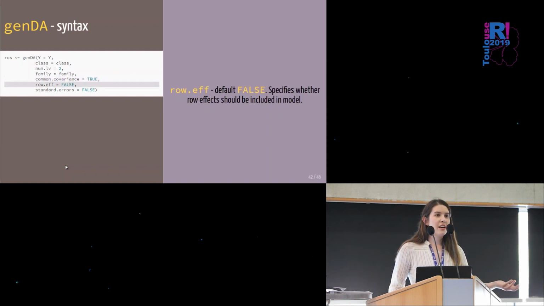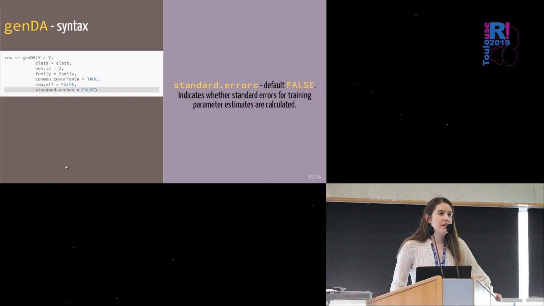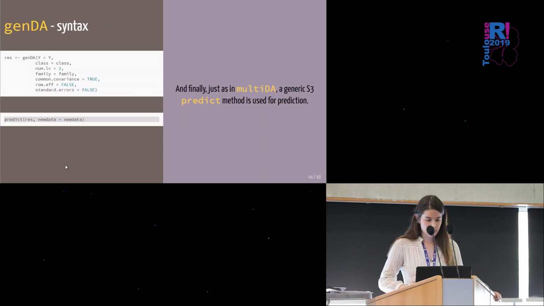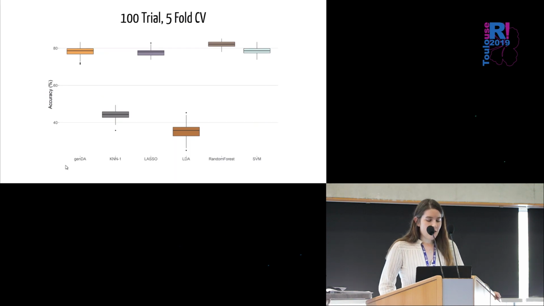We actually have the row effect set to false by default. And you can also, for inference reasons, to see if your model's actually fitting well, have a look at the standard errors being calculated for the model parameters. It's set to false by default because it takes a while to fit these parameters. And we also have a predict method just like multiDA. When we apply this to this data set, the urban cover, we perform reasonably well against competitors, so random forest as well, and so does support vector machines. And we hope in the future to be able to do even better on different types of data sets.